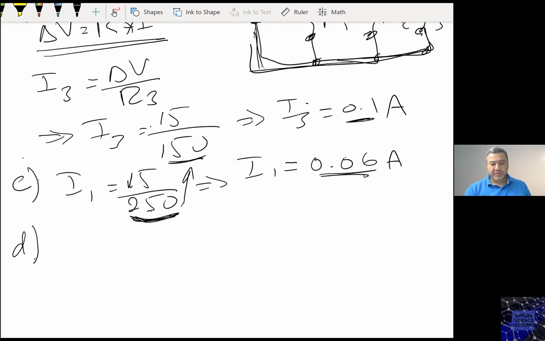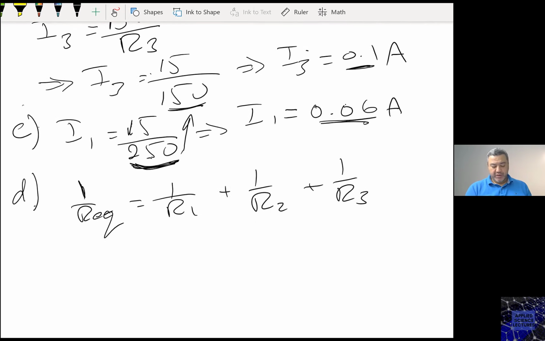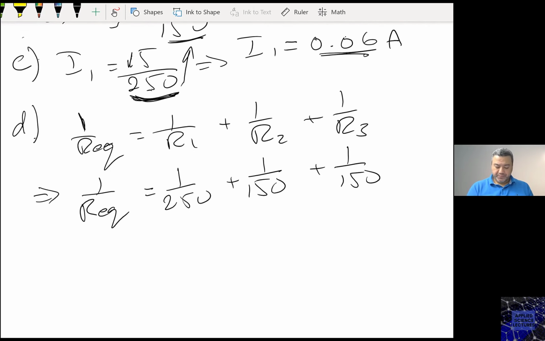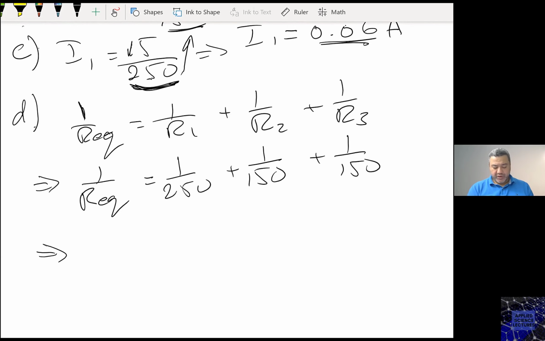Now part D. What is the equivalent resistance of the circuit? Well, 1 over R equivalent equals 1 over R1 plus 1 over R2 plus 1 over R3, then 1 over R equivalent equals 1 over 250 plus 1 over 150 plus 1 over 150. Work out this equation, then you will find that R equivalent equals 58 ohms.